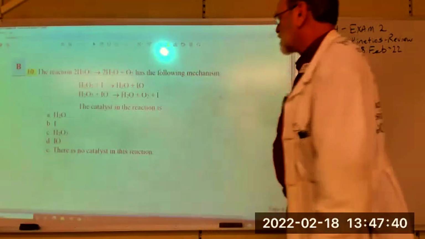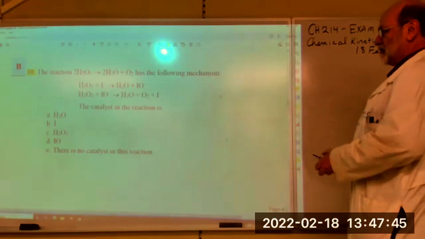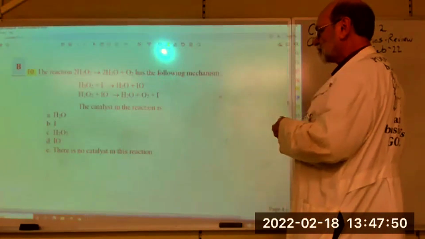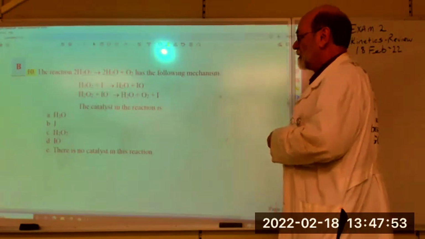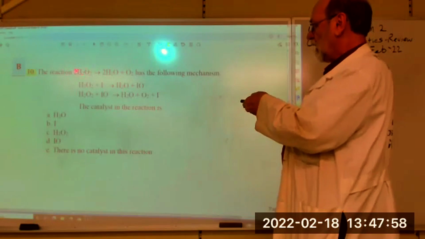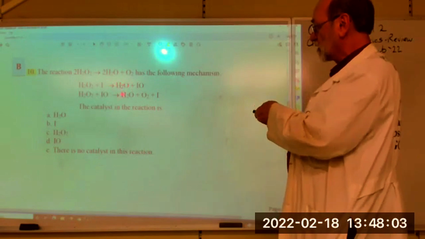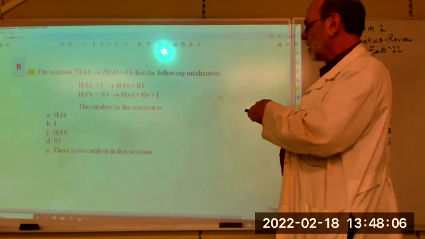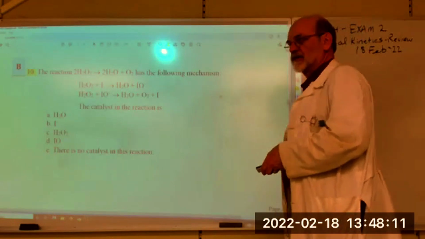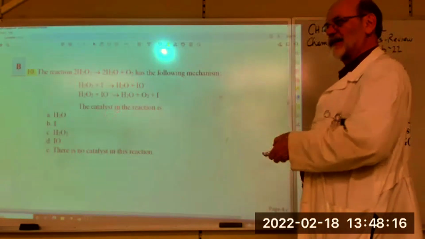Okay, this reaction is hydrogen peroxide makes water and oxygen. And this is a proposed mechanism. Actually, it says this is the mechanism. So in this case, this is the reaction, right? Reactants make products. There's a product, there's a product, there's a product. There's a reactant, there's one of them, there's the other one. It doesn't say which one's faster. Doesn't matter in this case because we're just answering the question, which one is the catalyst?